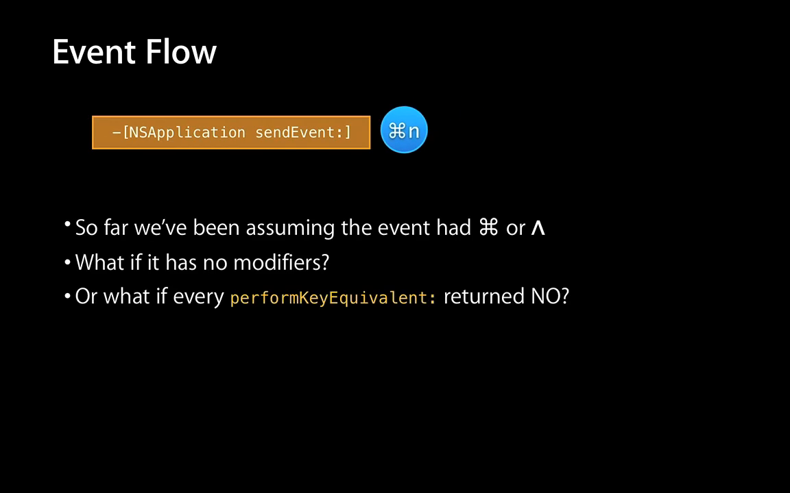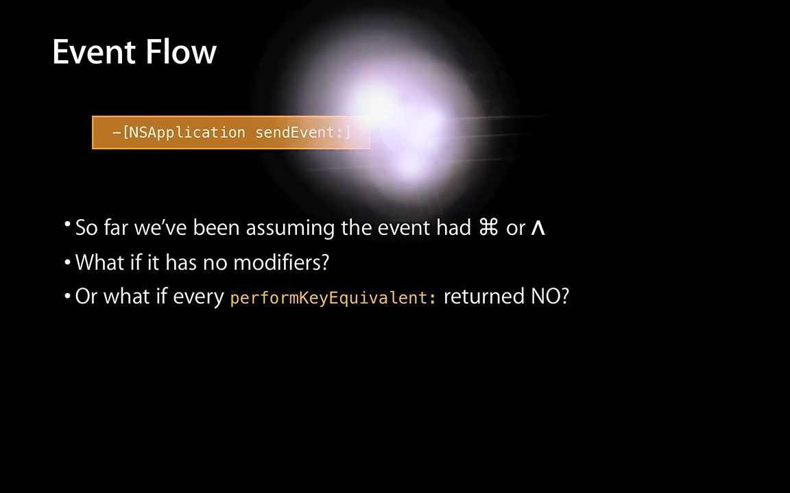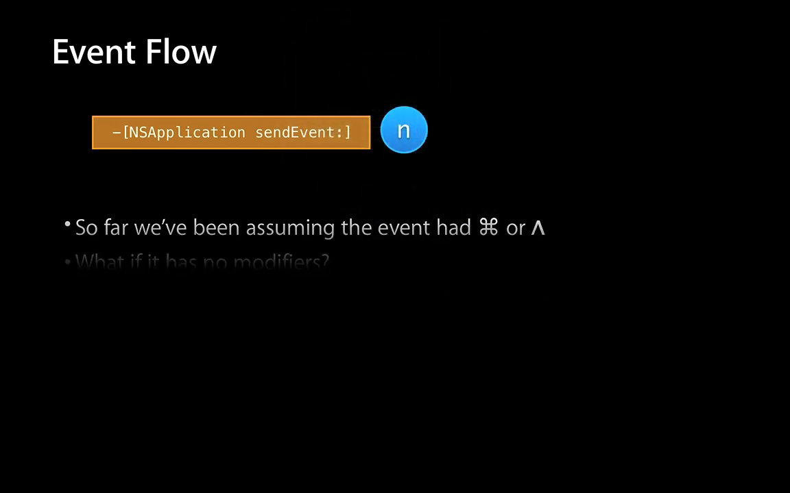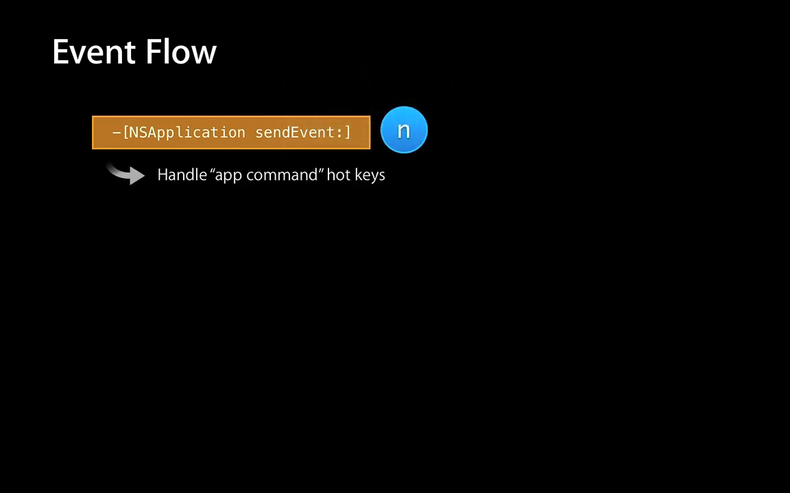So far we've been assuming the event had command or control in its modifier mask. What if it didn't have those? Or what if perform key equivalent returned no? So it's not recognized as a key equivalent. So I'm going to take off the command key. Well, this is where the next step is that app command hotkeys are handled.